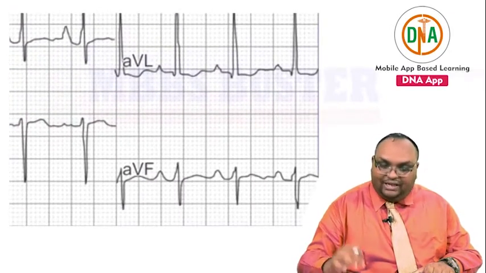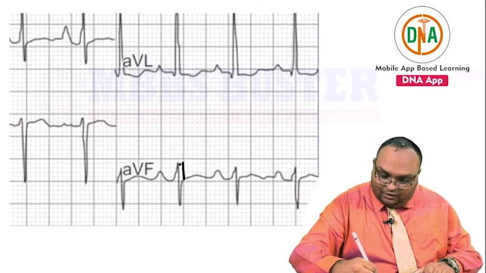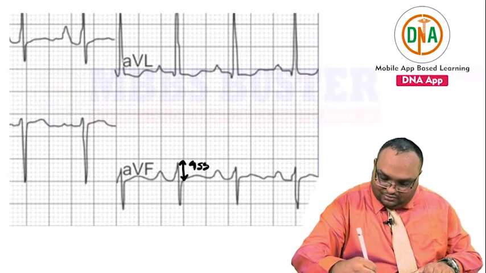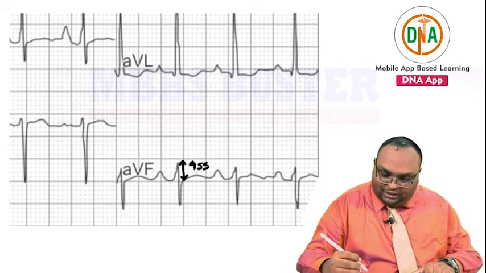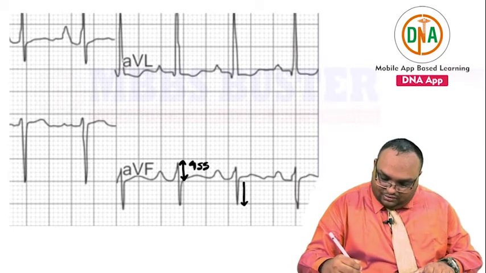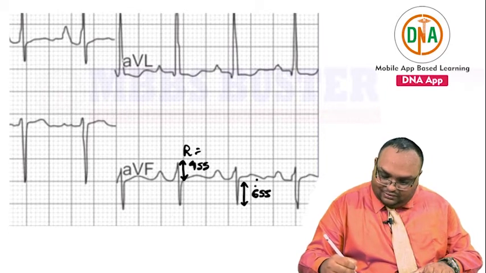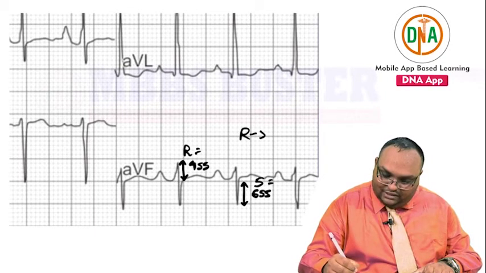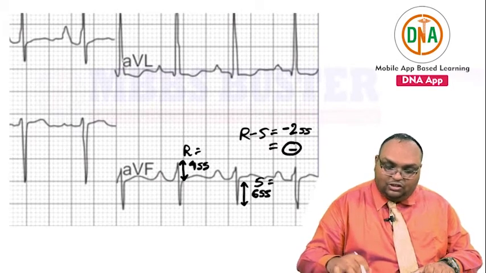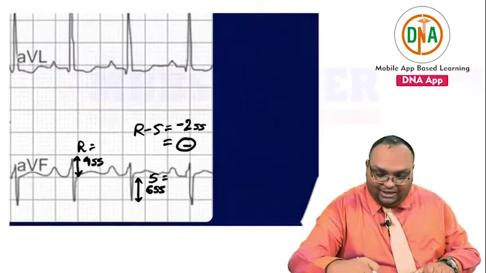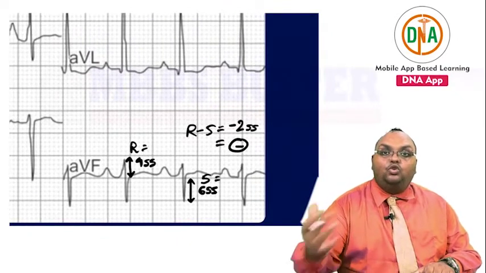And if you look at lead AVF over here, the height of the R wave is around 4 small squares at maximum, maybe even 3. And the deep wave which we are seeing over here is around 5 to 6, maybe 6 small squares. So R is 4 small squares, S is 6 small squares, so R minus S for lead AVF is minus 2 small squares. So basically it is a negative value. You just saw how we had a positive value of R minus S in lead 1 and a negative value of R minus S in lead AVF. Now what do we interpret from it?